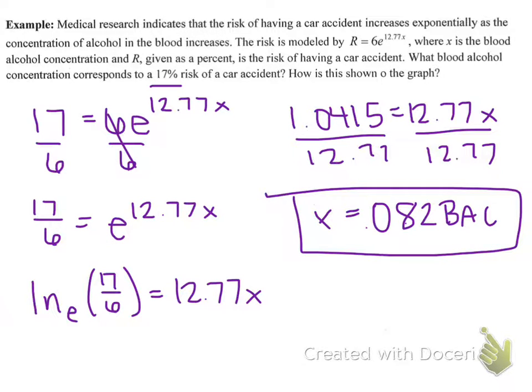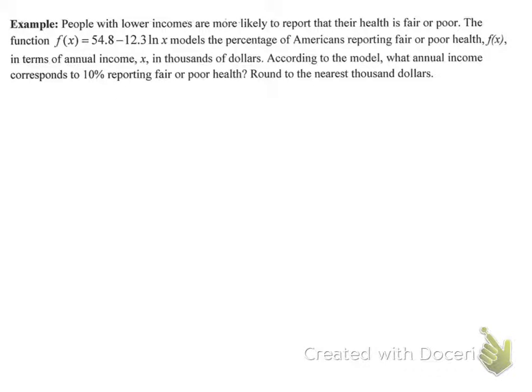So for our next example, it says people with lower incomes are more likely to report that their health is fair or poor. The function f of x equals models the percentage of Americans reporting fair or poor health, f of x, in terms of annual income, x in thousands of dollars. According to the model, what annual income corresponds to 10% reporting fair or poor health? Round to the nearest $1,000.